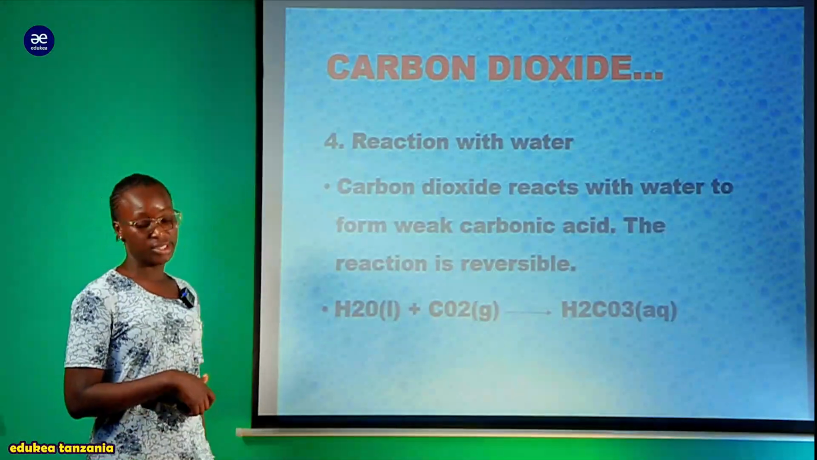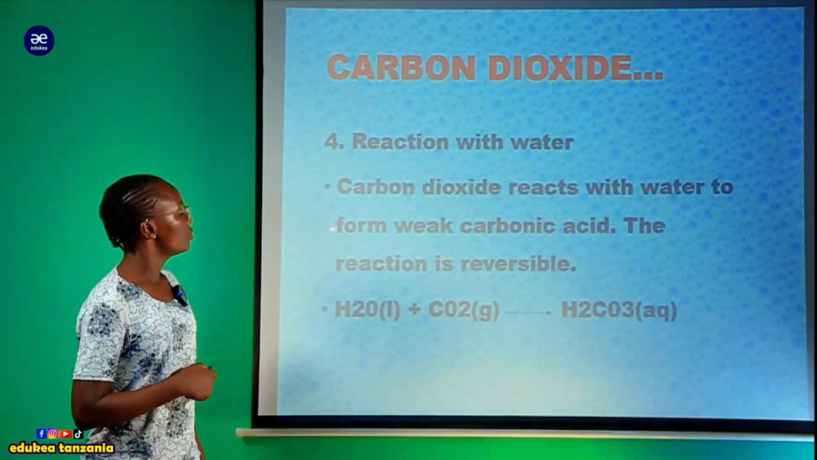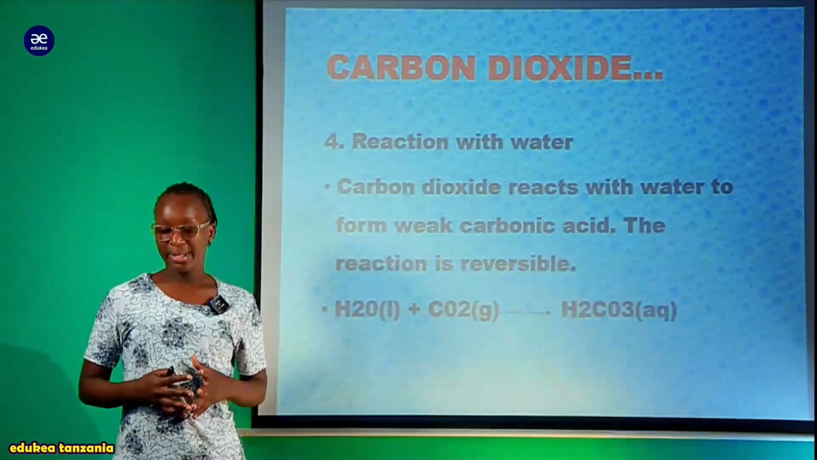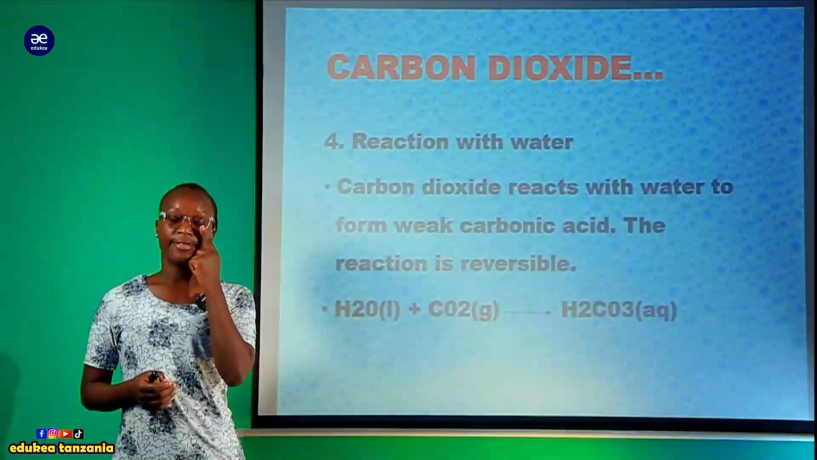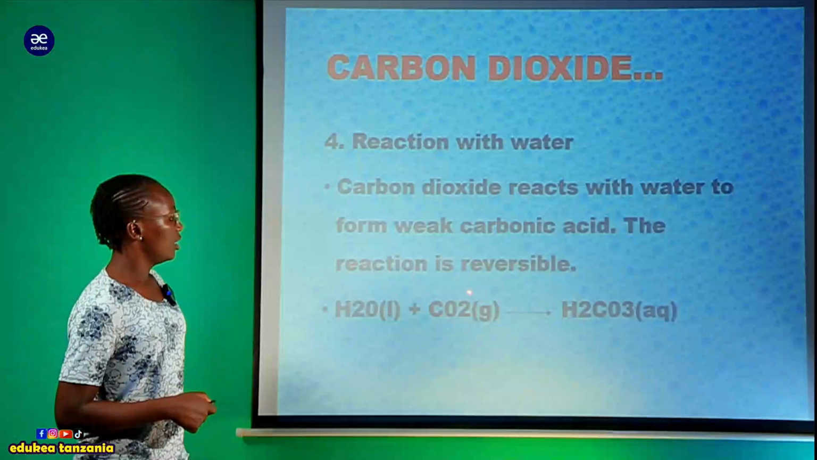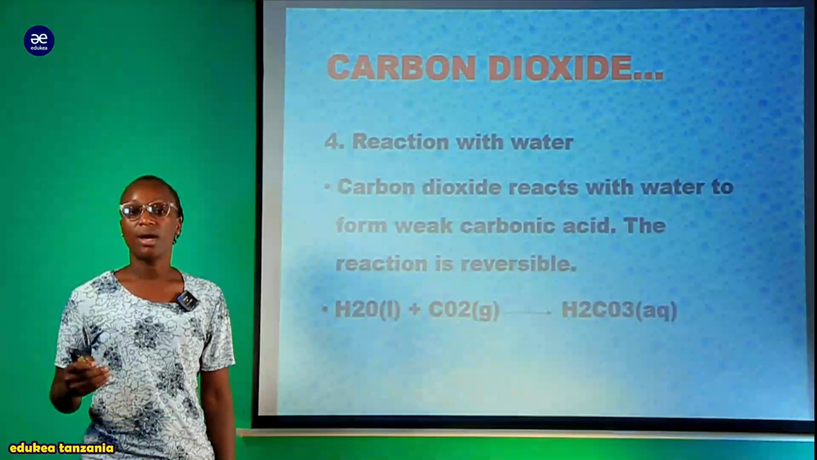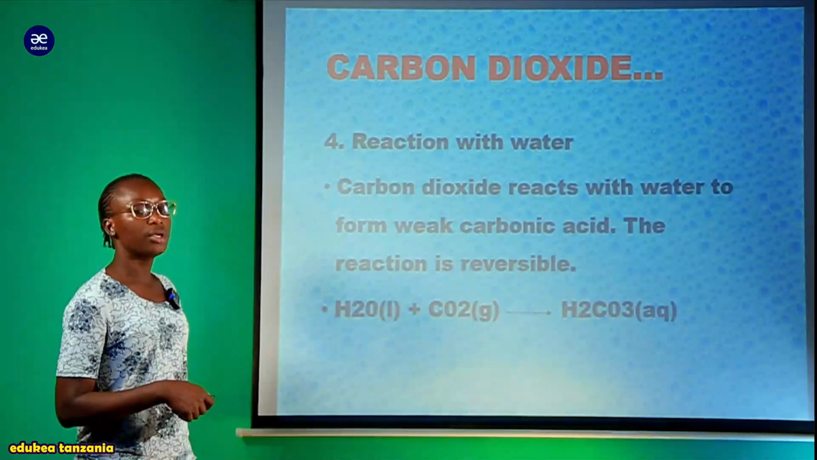Reaction with the water, kwamba carbon dioxide react with water to form weak carbonic acid. Simply mean that carbon dioxide ana react na water kupelekea formation ya carbonic acid, and this reaction is reversible, meaning that it can have the forward reaction and backward reaction.